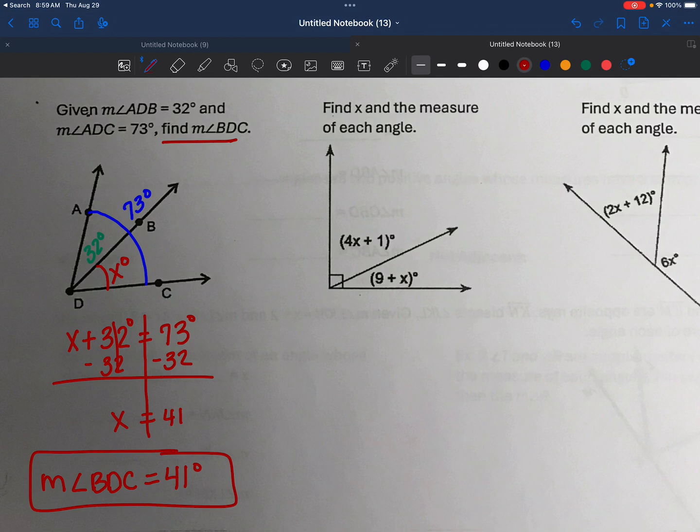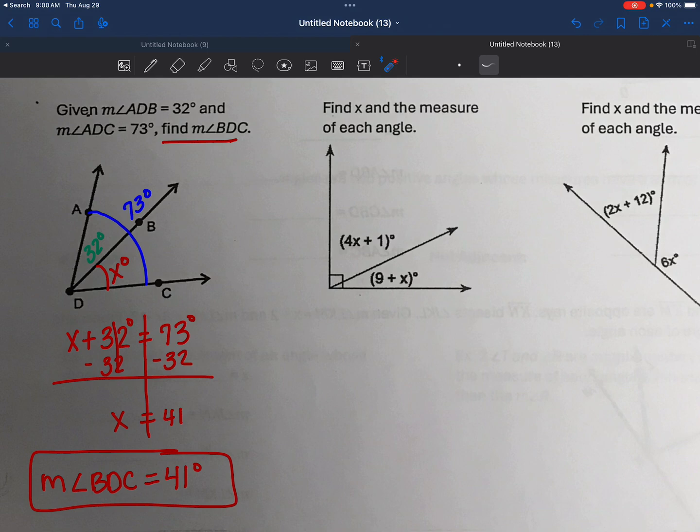Now, on number 2, what does it ask us to find? Find X and measure each angle. Okay, so we're going to have how many answers here? 3, okay? We'll have an answer for X, and then we'll have a measure for each angle. All right? Any thoughts? Would it be 4x plus 1 equals 9 plus x? Okay, are those two angles congruent angles? No, right? What would it have to tell us in order to know these two angles are congruent? What would be through those angle arcs? The lines, right? And we don't see that.